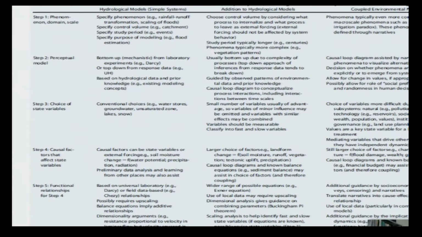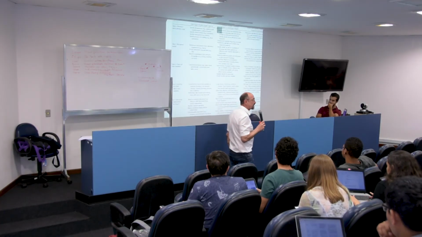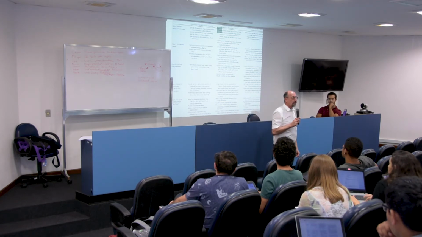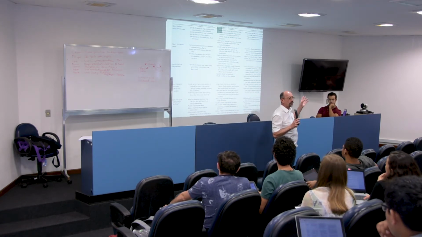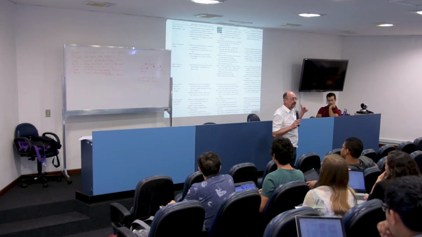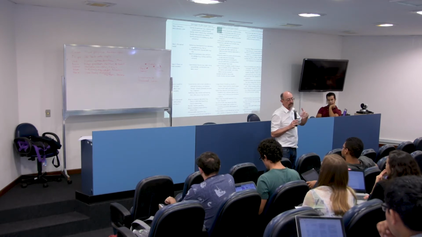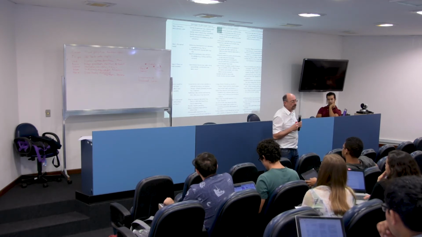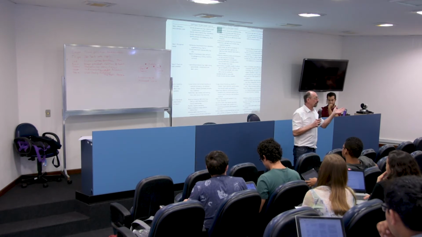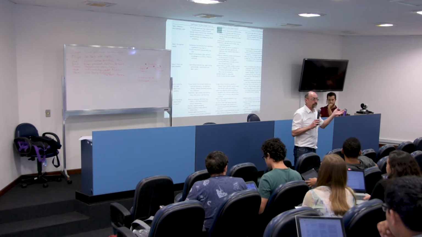Okay, choice of state variables. What is a state variable? What is a model parameter? What is a force sink? What is a state variable? Can anybody say what a state variable is? Usually with these kinds of models, you write the equations down in state space notation. State space notation. A state variable. Any volunteers? What is a state variable?